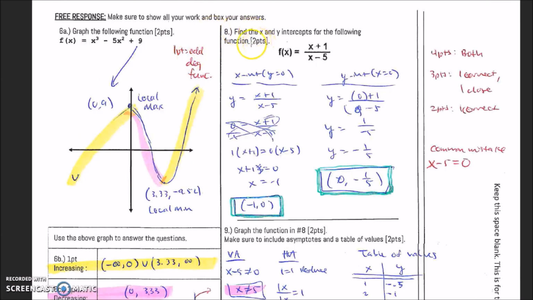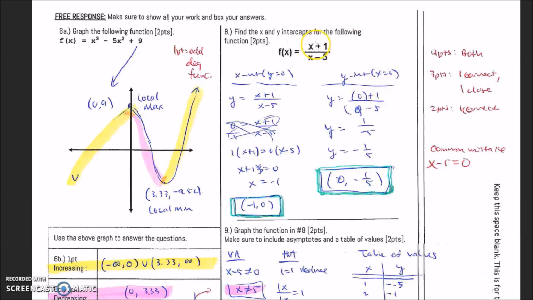For question number 8, it says find the x and y intercepts for the following function. You have f of x equals x plus 1 over x minus 5. The x-intercept means make y equal 0. There is no y variable here; that's the f of x. If you put in 0 here, you can make 0 a fraction, 0 over 1, and cross multiply. 0 times anything is 0. 1 times anything is that anything, which is x plus 1. To solve it, you subtract 1, and you get x equals negative 1, which means the ordered pair is negative 1, comma, 0. For the y-intercept, x is equal to 0.